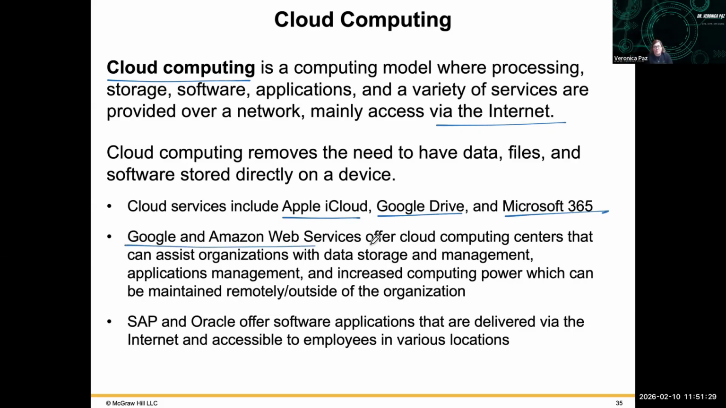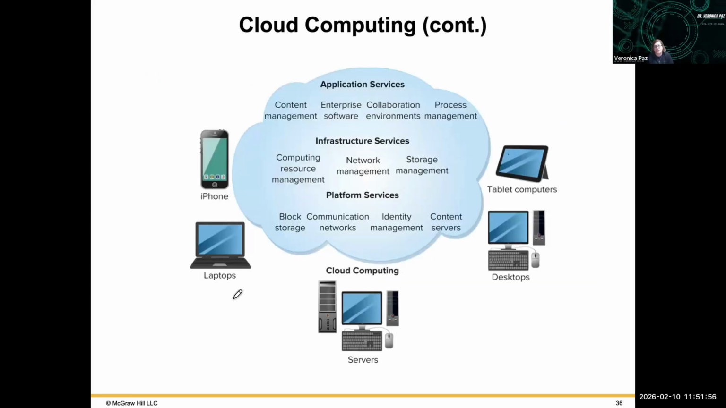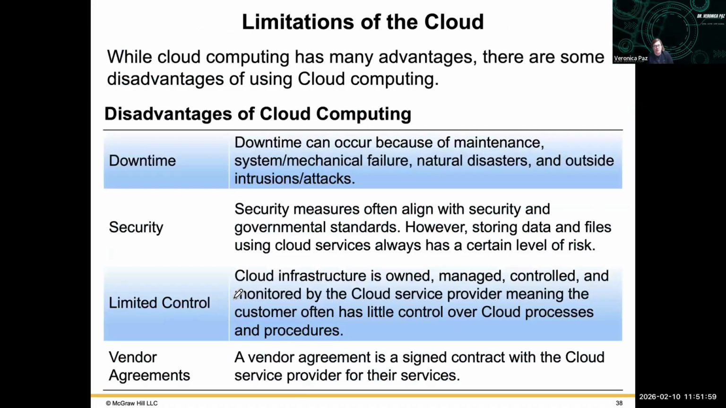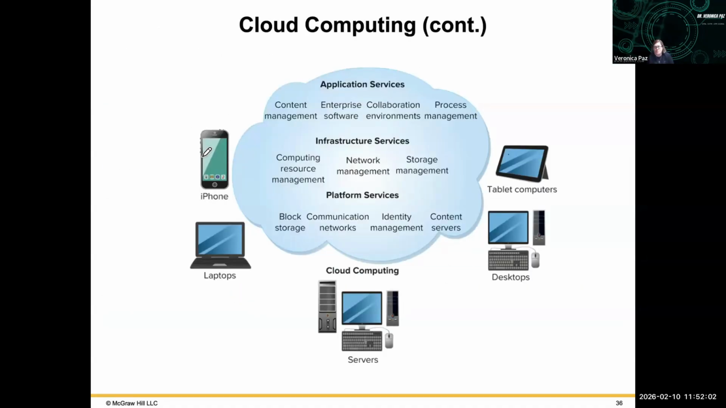You could also have Google and Amazon Web Services. A lot of universities use Amazon Web Services, and I think there was a time once when it was down and everything was at a standstill because so many people are using Google and Amazon Web Services. SAP and Oracle also provide accounting software directly, or ERP or SCM and CRM software all on the cloud as well. And here you see a depiction of cloud computing. So you see all of the devices, like your phones, your laptops, your servers, and then all of the application services that are provided, the infrastructure services, and then the platform services as well.